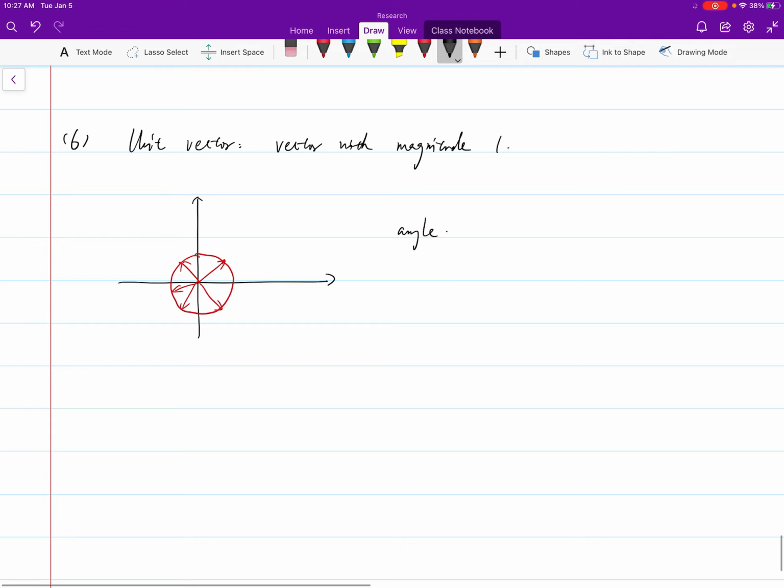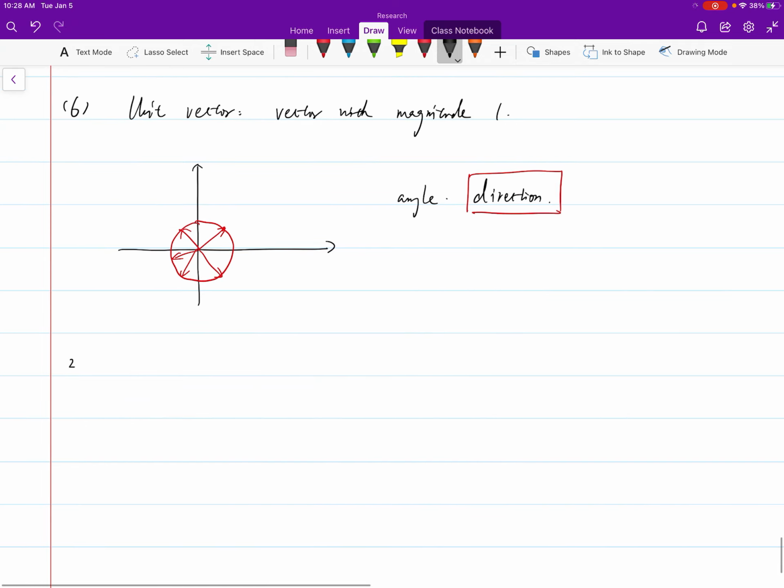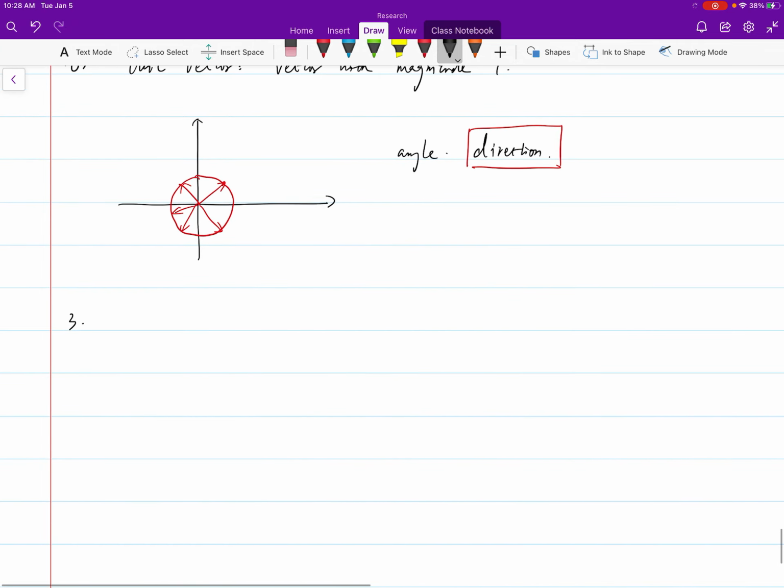Moreover, if you think about it, that means we only care about the angle. We don't care about the length. Or equivalently, we only care about the direction. We don't care too much about magnitude, so we make them standardized. This will give us all the information about the direction. All right.